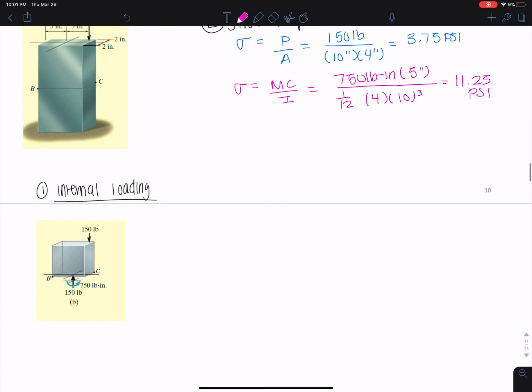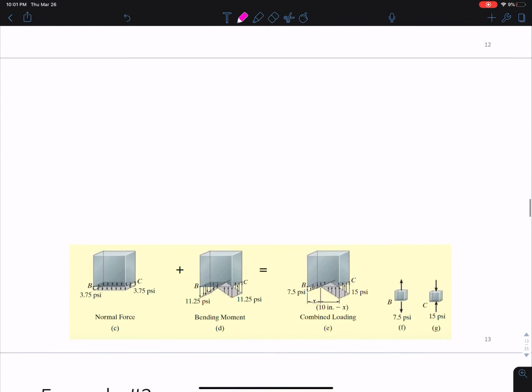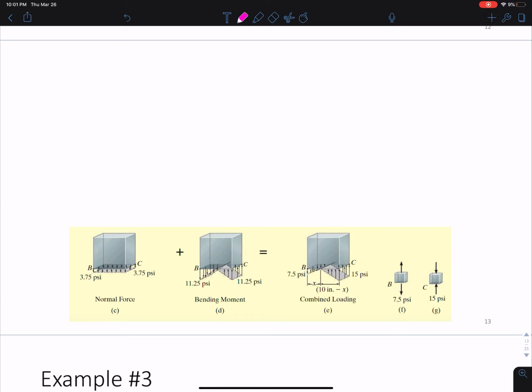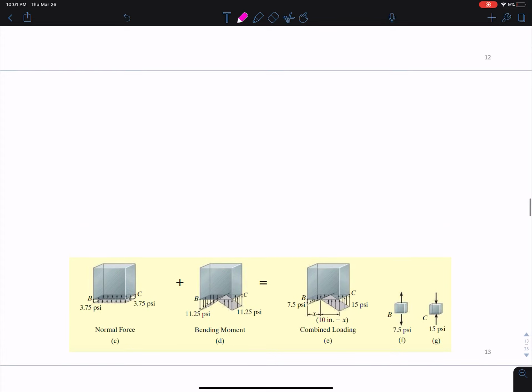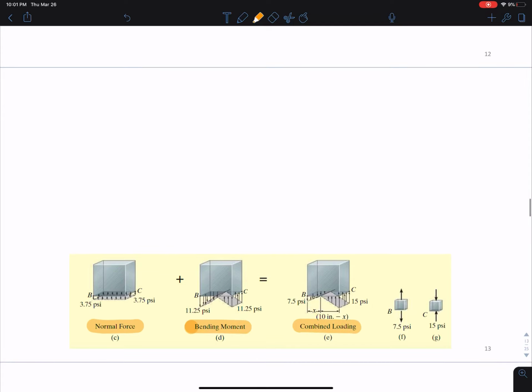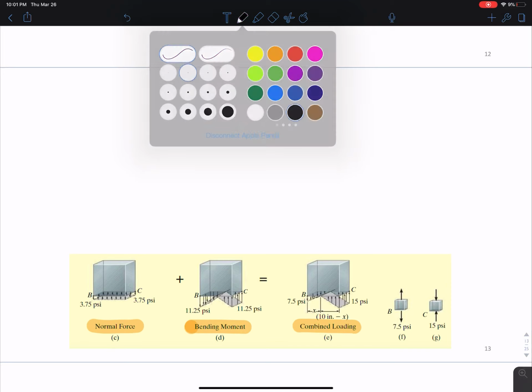Okay, and now if we want to, I'm going to actually come back down here. I think I have pictures somewhere here for you. I put them way down. Okay, now I have these pictures because I want to show you what we just calculated. So here we have calculated the normal force. We've calculated the stress due to bending moment. And we want to now figure out the combined loadings, but we need to be careful with our signs. That's the most important part here.